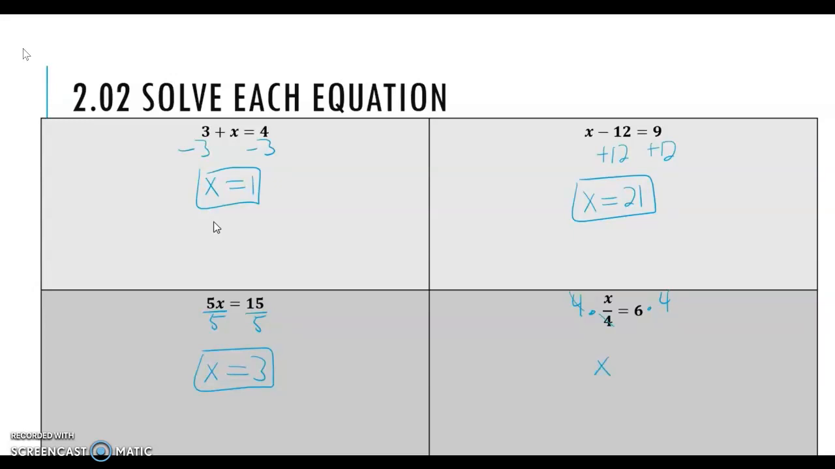Then I'm just left with x, because it's really saying 4 times x divided by 4, which 4 divided by 4 gives me 1. 6 times 4 gives me 24. So I get x equals 24.